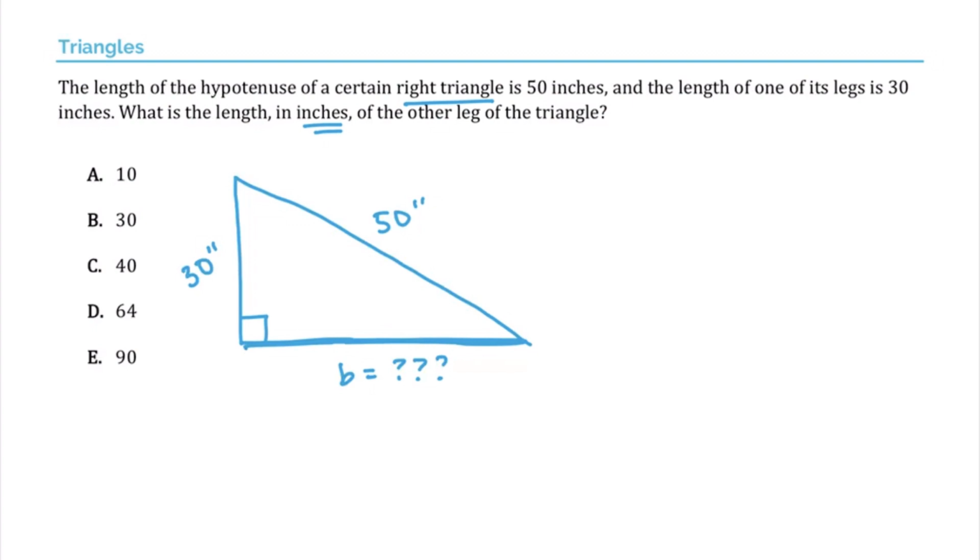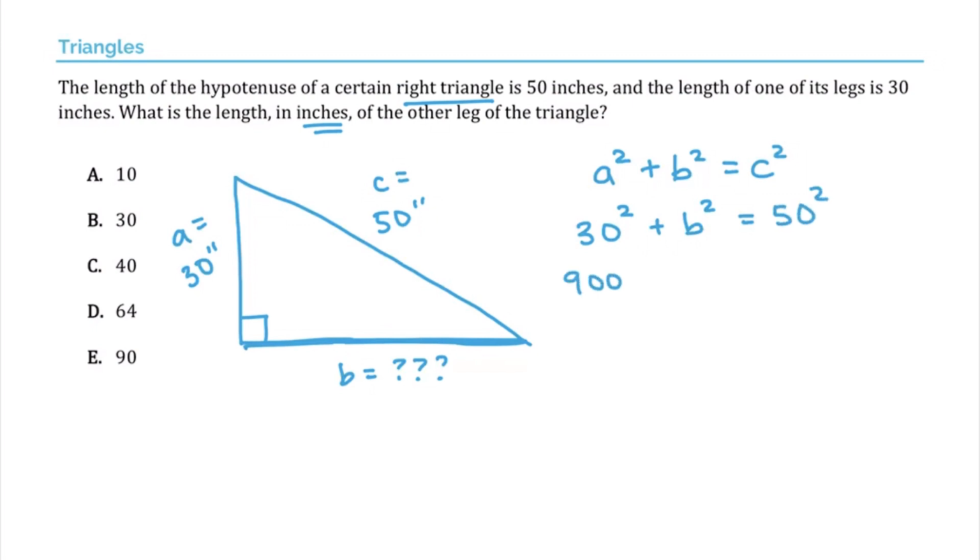Now, because it's a right triangle, we can use our same a squared plus b squared equals c squared. Our a is 30 and our c, the hypotenuse, is 50, and then of course we don't know what b is. That's what we're solving for, that other leg. So we have 30 squared plus b squared equals 50 squared. That's 900 plus b squared equals 2500. Subtract 900 from both sides and I get that b squared equals 1600.